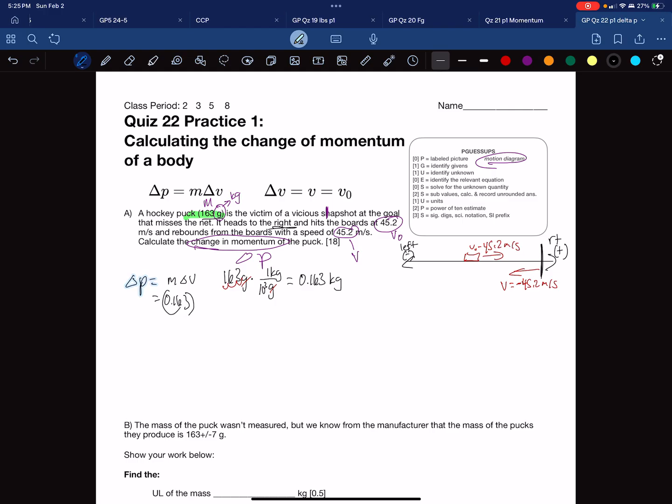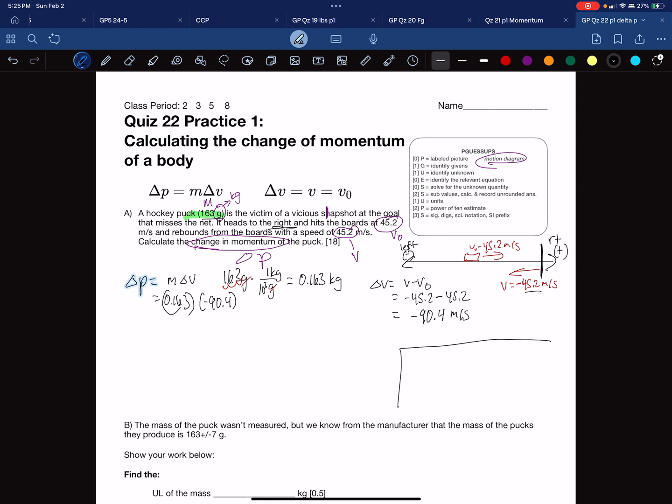So we have 0.163. And now we have delta V. Well, delta V is V minus V0. The final velocity was minus 45.2 minus the starting velocity, which was 45.2, which means the change of velocity is negative 90.4 meters per second. And that's an interesting thing that we find, that when something bounces off something else, the change in velocity is twice as large. That's fairly common.